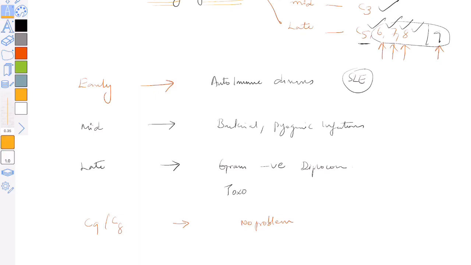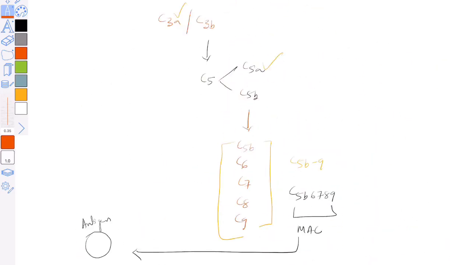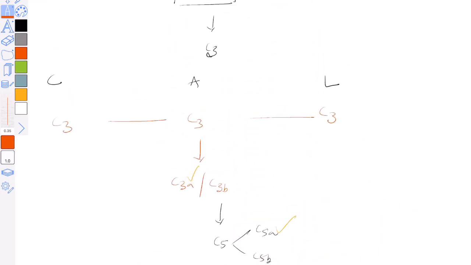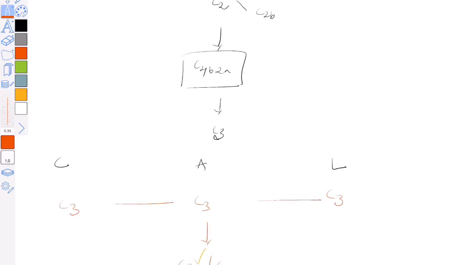I hope you're clear. I'm just going to recap it again and again. You need to practice this again and again. Okay, so we are clear with the classical one. The classical pathway is associated with IgG and IgM, and the goal is to activate C3.